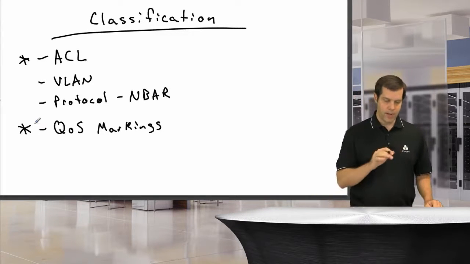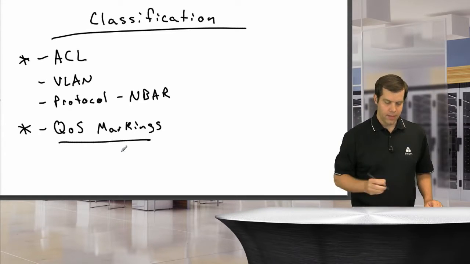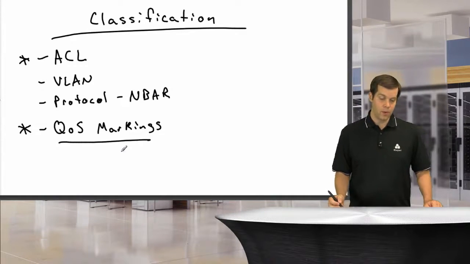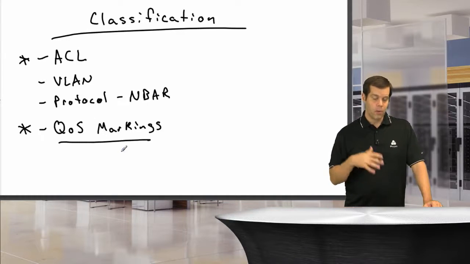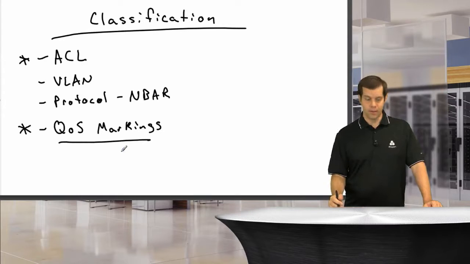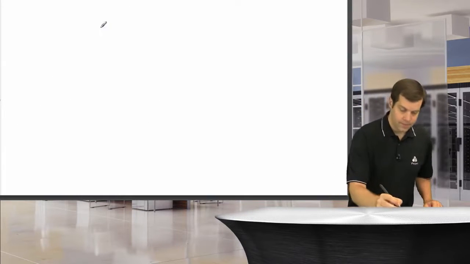Okay, so many ways to do classification. Now I want to zero in on this marking part, because oftentimes what we're going to do on the wired side of things is once we classify it, if we don't like its markings or it doesn't have markings, maybe they're all just at the defaults there, we might want to place markings on the traffic. So let's talk about marking.